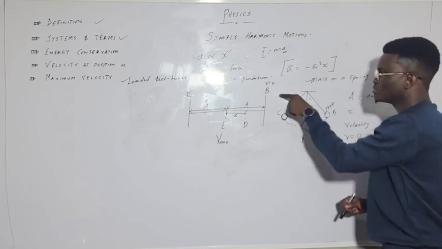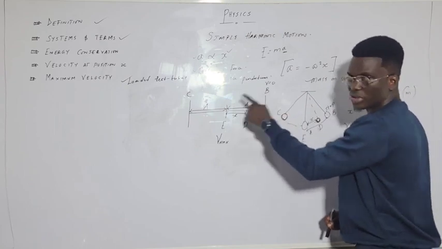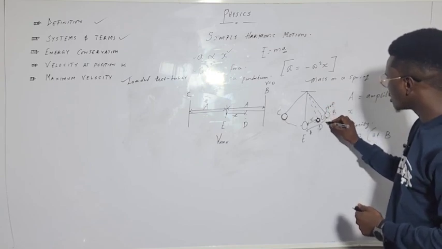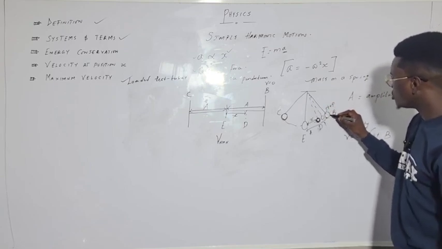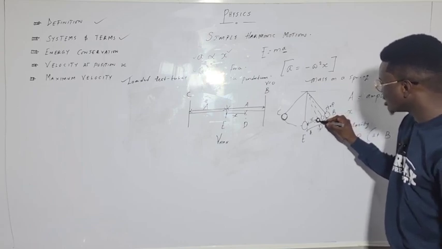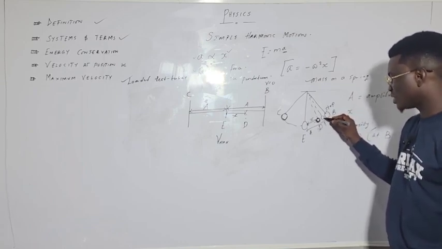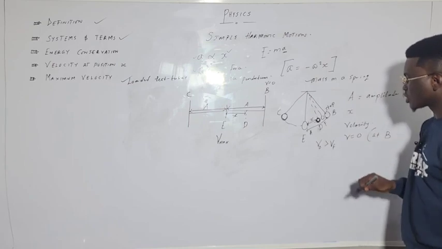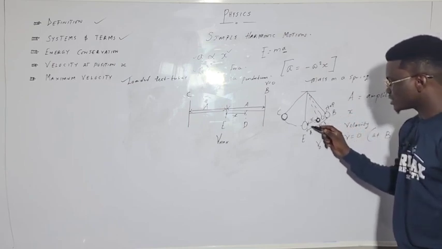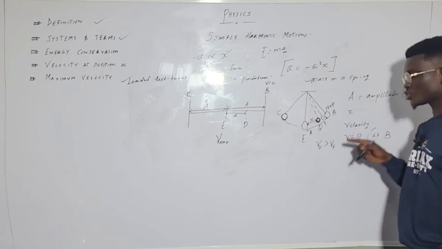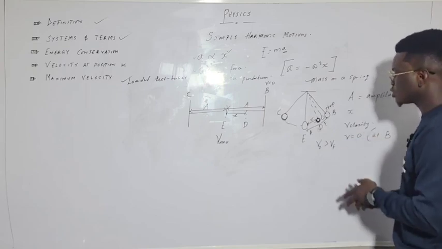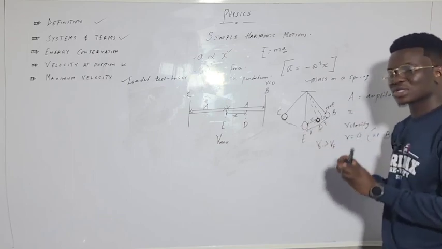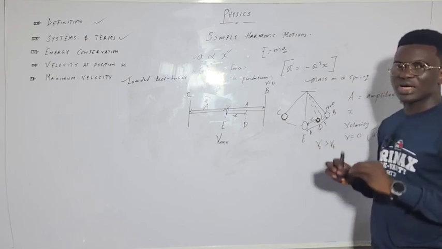So from B to E, the speed will continue to increase. Let's say this is D, and let me even add another position, F. The speed from B will start increasing, so the speed at D will be greater than the speed at F. Let me repeat that. The speed at D will be greater than the speed at F, because the speed started from 0, then it started increasing. Although you are going to be asked to calculate speed in between, we are going to see how to do that. But I just want us to understand these terms very well before we start doing some calculations.